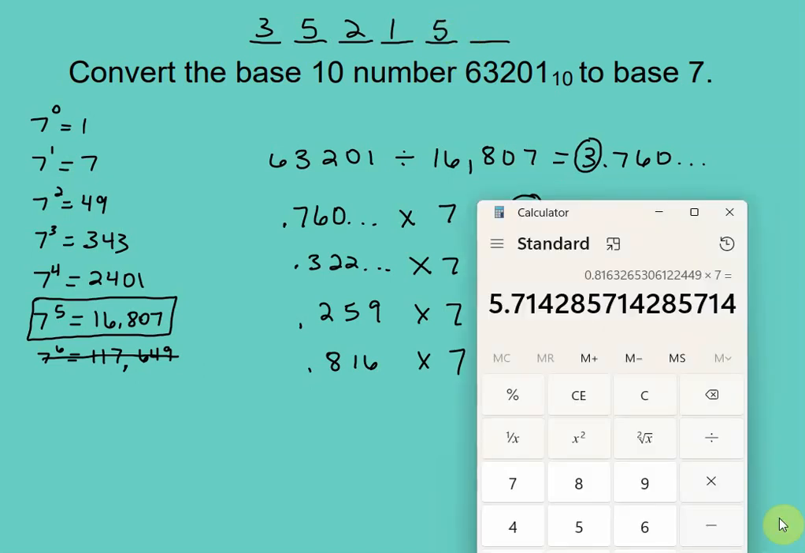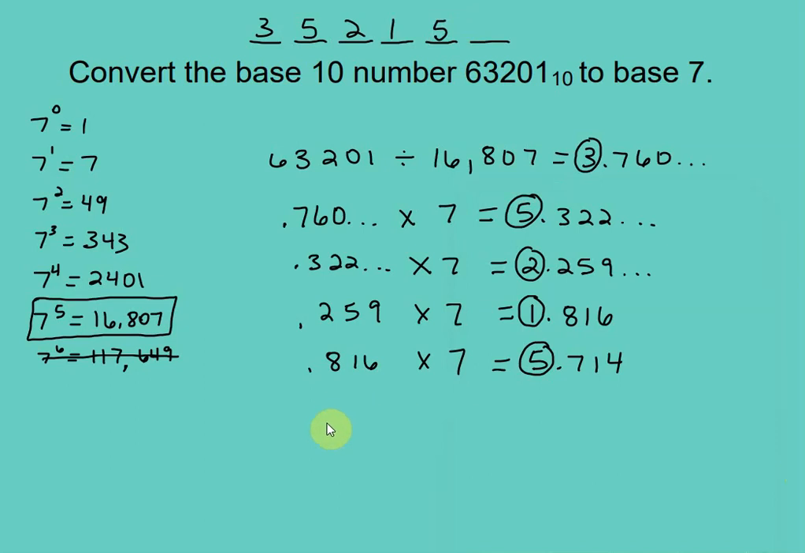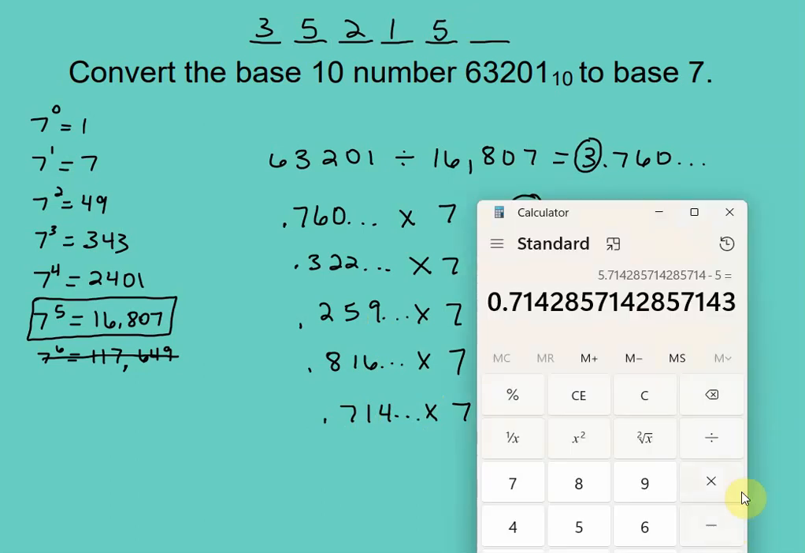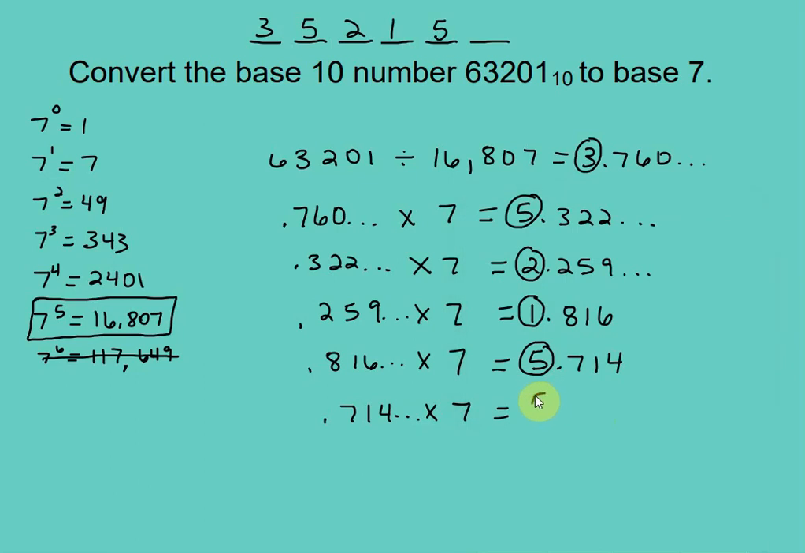Subtract that from my calculator. Multiply times 7. Of course, you know these continue. So multiply times 7 in my calculator. And look, I get a 5. If I had rounded, that would not have come out to be perfectly a 5. So my last digit here is a 5.